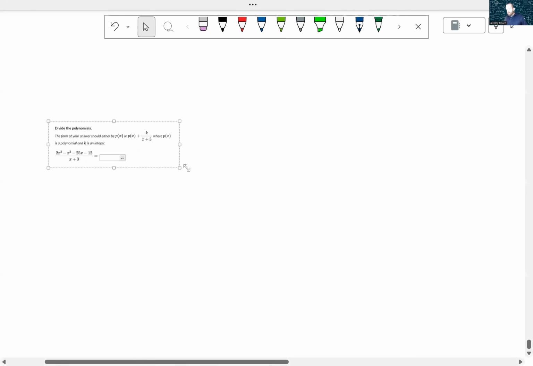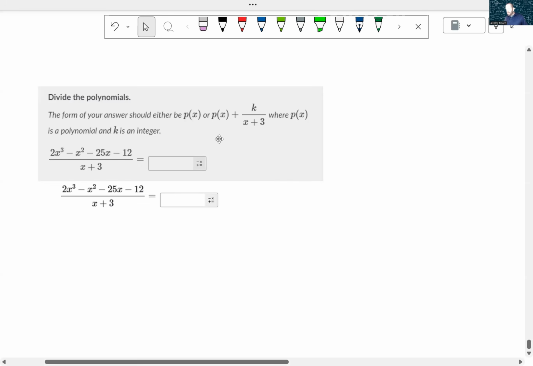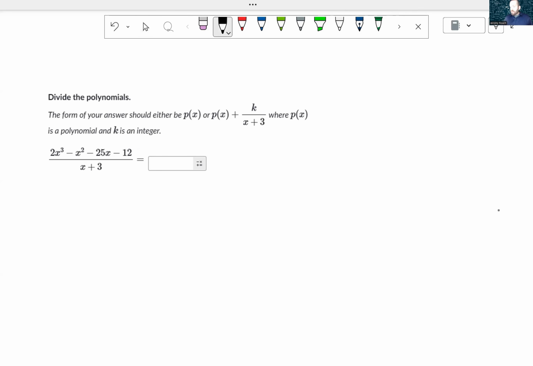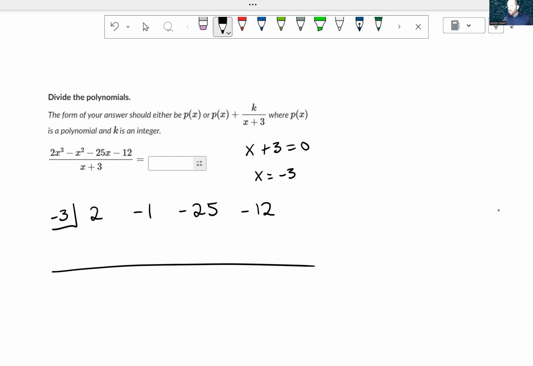Okay, this next one's probably going to be easier with synthetic division. We don't have any terms that are skipping. We're going to set x plus 3 equal to 0. X equals negative 3. Now we're going to write our coefficients. 2, negative 1, negative 25, negative 12.